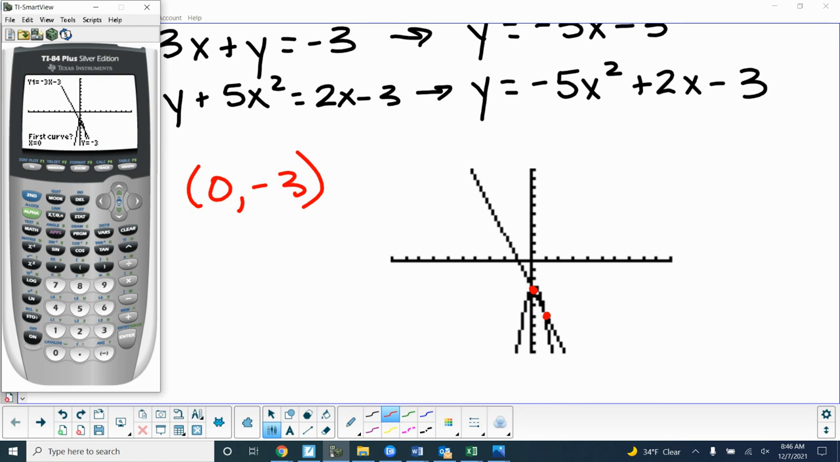And I'm going to hit my right to move your cursor. You hit the right and left arrow keys, not the up and down. So I'm going to hit the right arrow key to kind of move it down here towards that other point. Okay, so that seems about, I'm pretty close to that point of intersection. And then I just hit enter 3 times.